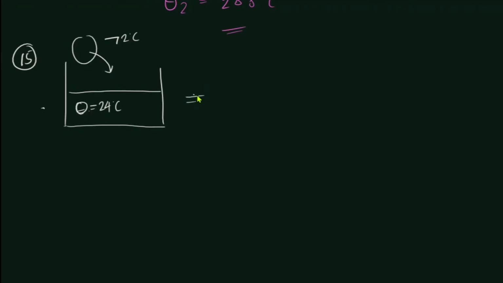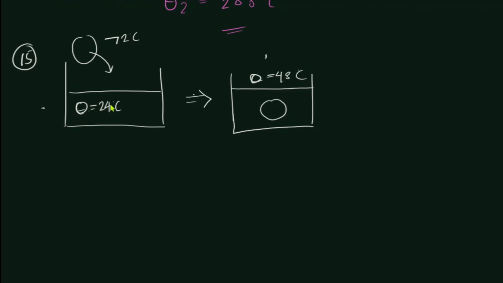So finally, what happens is both this copper sphere and the mass of water is going to reach what? An equilibrium temperature of 48 degrees Celsius, right? Both these guys are going to reach an equilibrium temperature of 48 degrees Celsius. So let's record it.